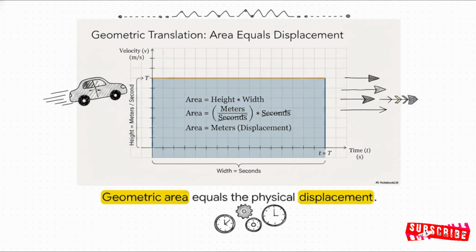To really see this in action, imagine you're traveling at a constant velocity. On a graph, that's just a flat horizontal line. To find the area underneath this line, you just multiply the height by the width. The height is your velocity in meters per second. The width is your time in seconds. When you multiply them, the seconds literally cancel each other out, leaving you with just meters. The geometric area of that rectangle is literally the physical displacement of your car.